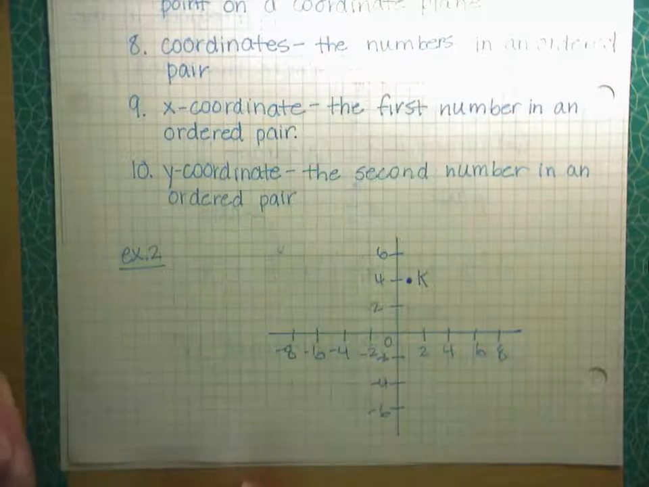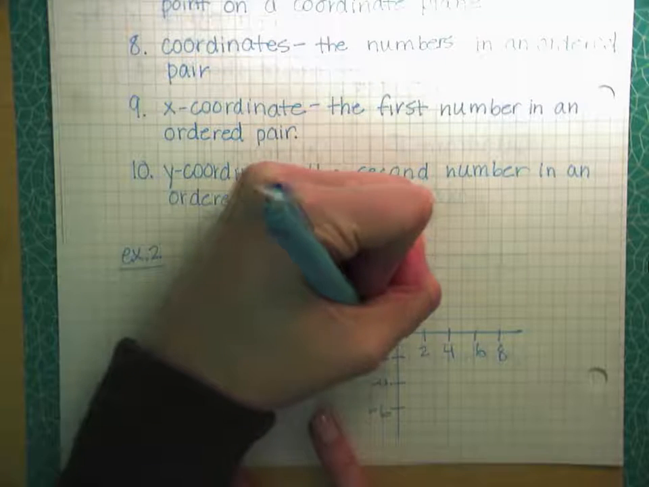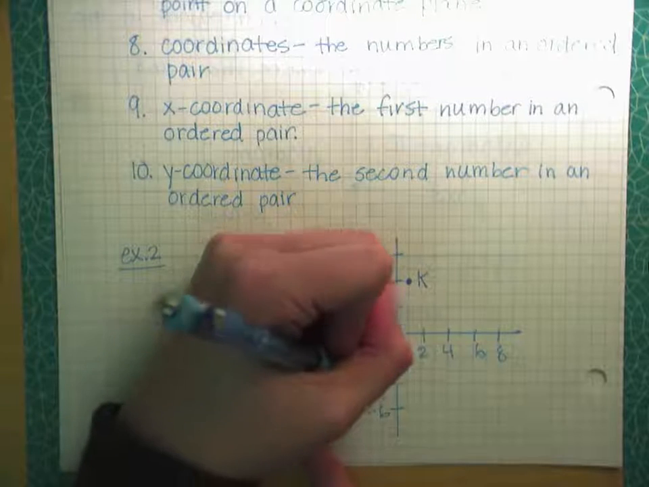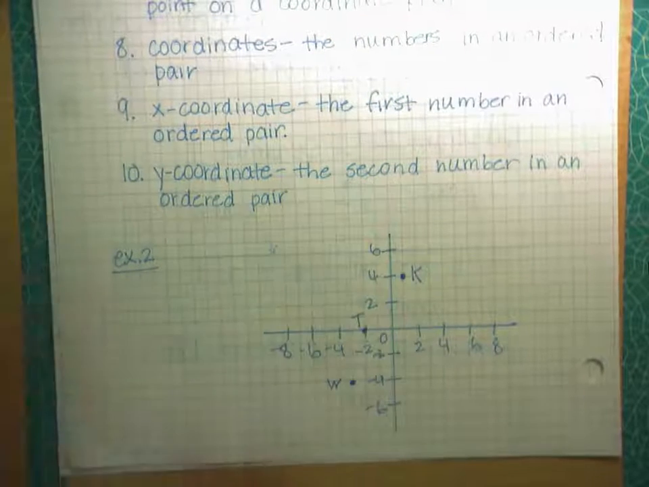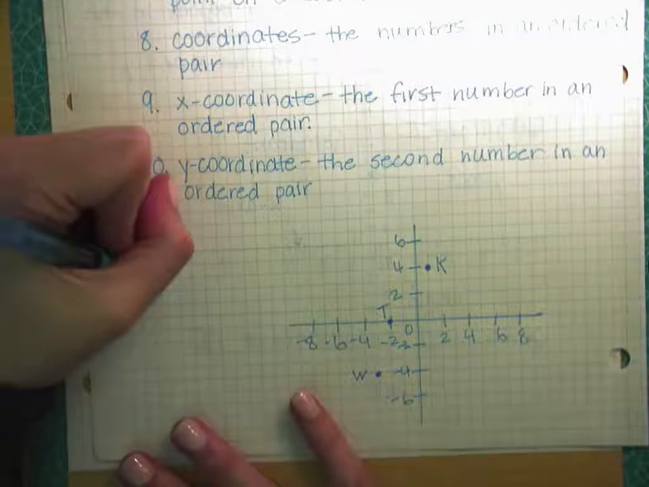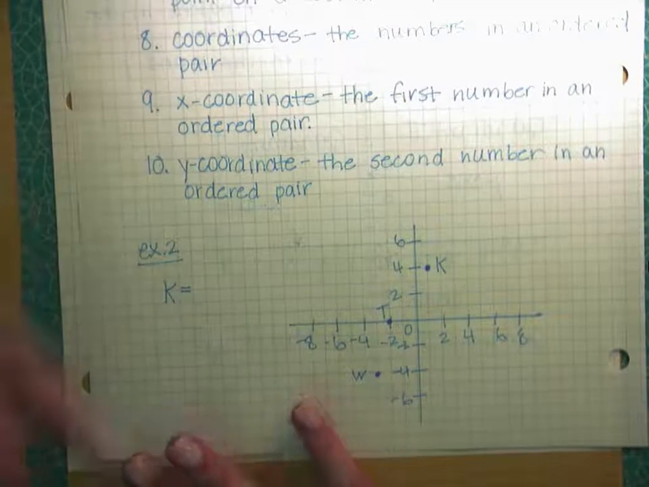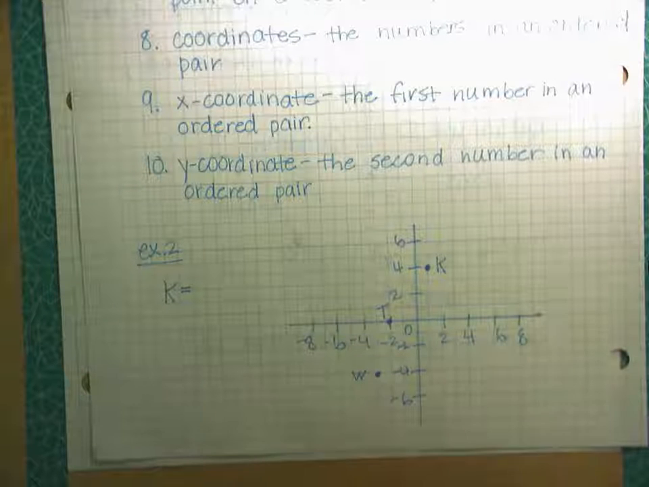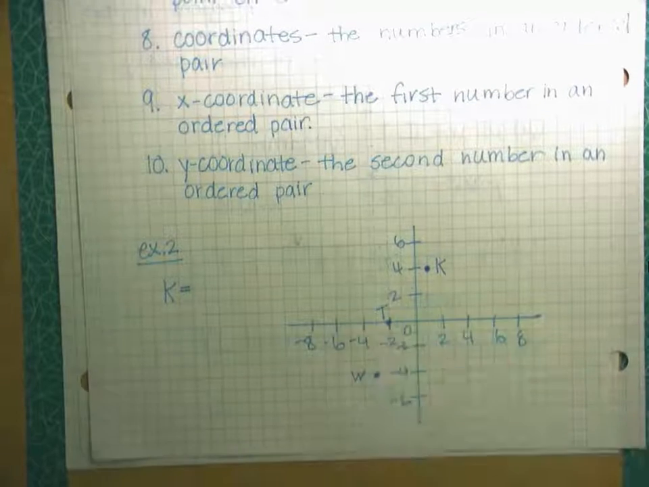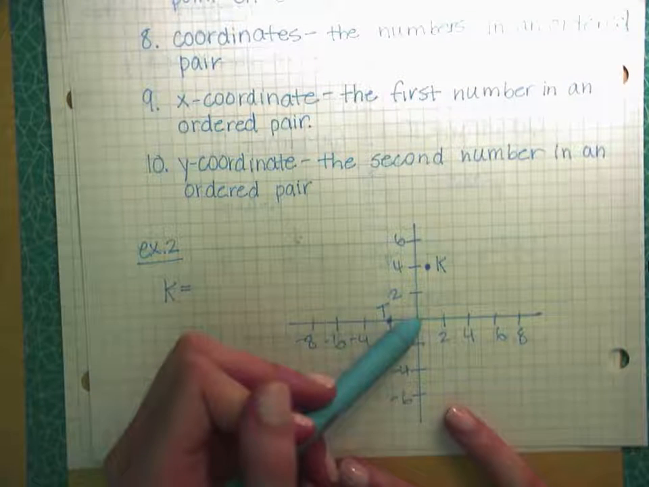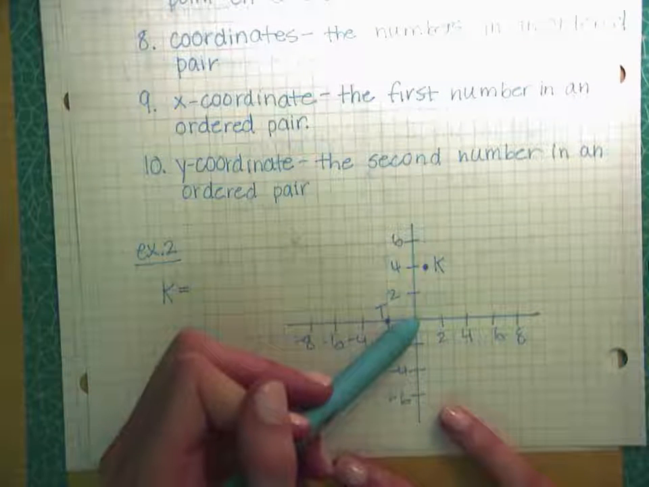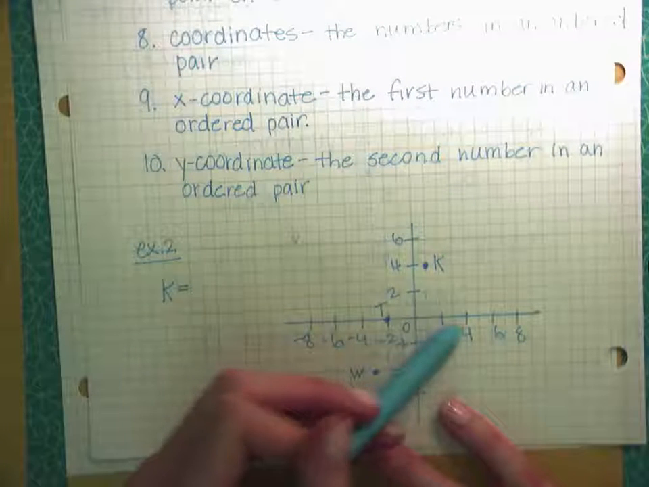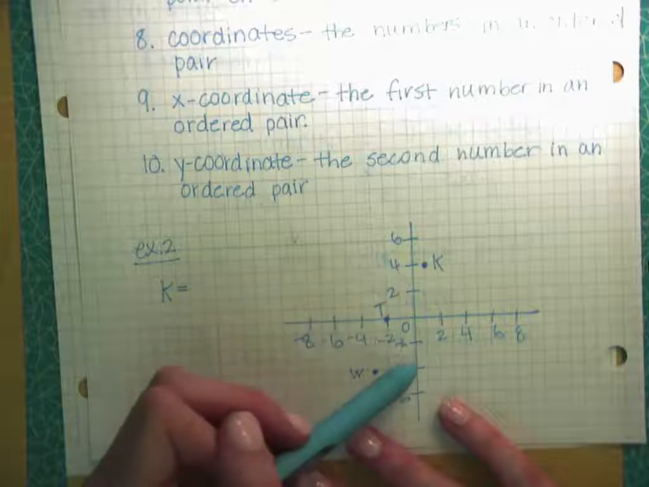We're going to have point K, point T, and point W. So point K. We need to figure out what are the coordinates for point K. So we always want to start at our origin. Always start at the origin. So to figure out our coordinates, you need to see, well, how far to the left or the right did I go, and how far up or down did I go.